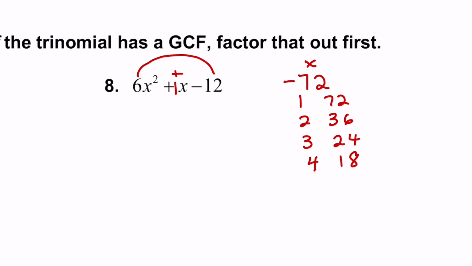4 and 18. 5 will not go in because it doesn't end in a 0 or a 5. 6 times 12. 7 doesn't go in. 8.